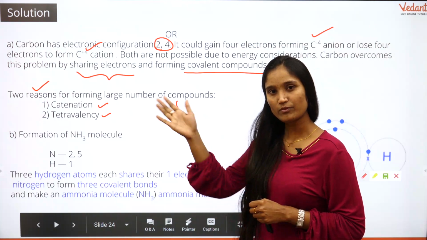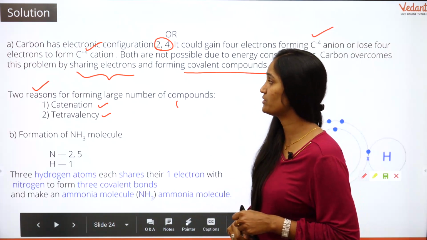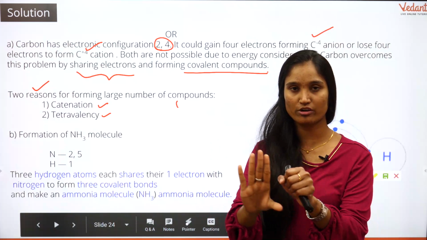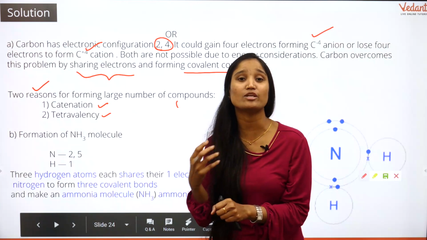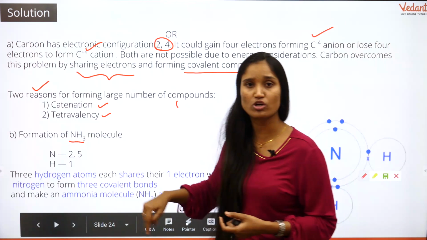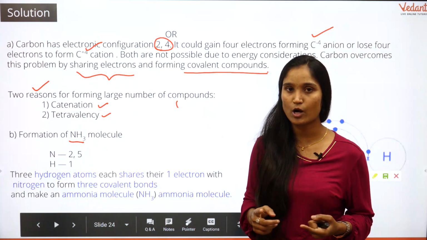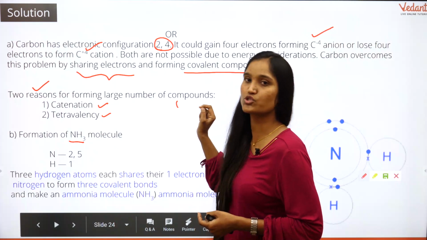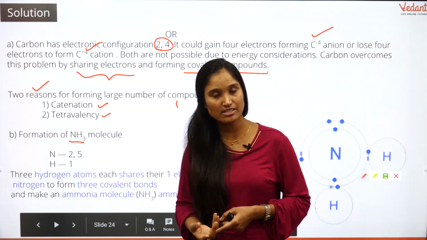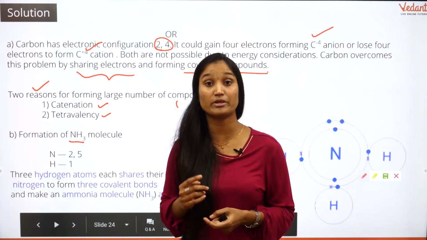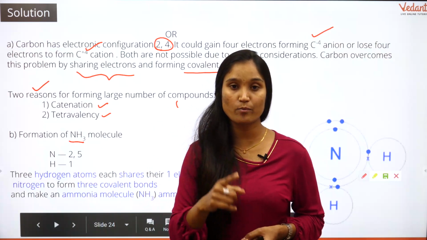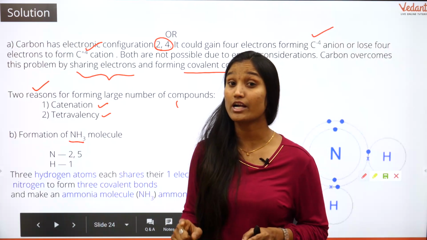Now, the second, B part of the same question, formation of ammonia. Before you demonstrate the formation of any molecule, identify which type of molecule it is. Ammonia, covalent or ionic? It is covalent. How do you know? When you have two metals combining with each other, it would be a metallic bond. If you have two non-metals bonding with each other, it will be covalent, like nitrogen and hydrogen, non-metals. And if you have one metal and one non-metal, then it will be an ionic bond.